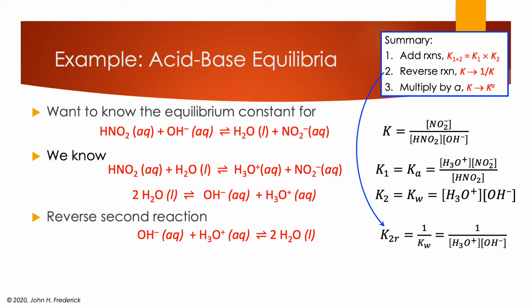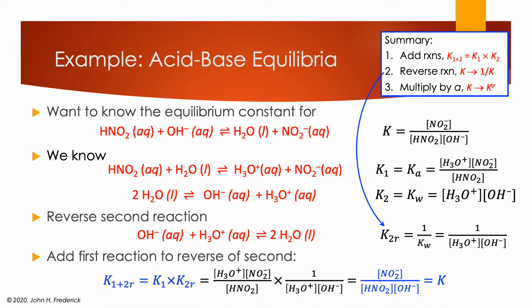Since Kw is 10 to the minus 14, the equilibrium constant for this reaction is actually 10 to the plus 14. It's very strong. In other words, virtually all of this is going to go to the right-hand side. Now, when we add the first reaction, HNO2 plus H2O going to hydronium ion and nitride ion, to the reverse of the second one, we'll end up with the reaction that we want, the one at the top.